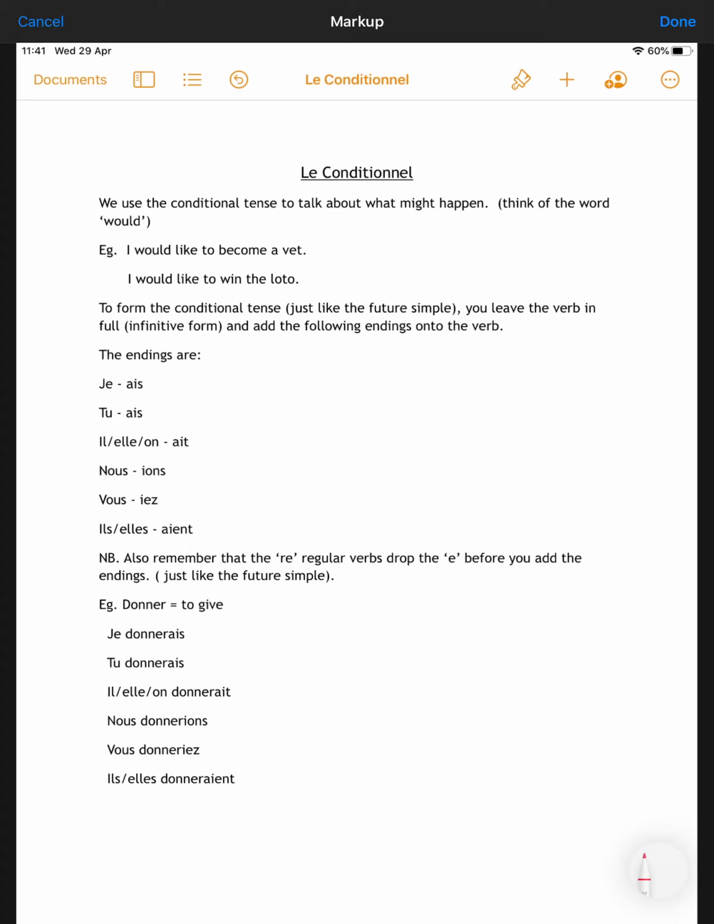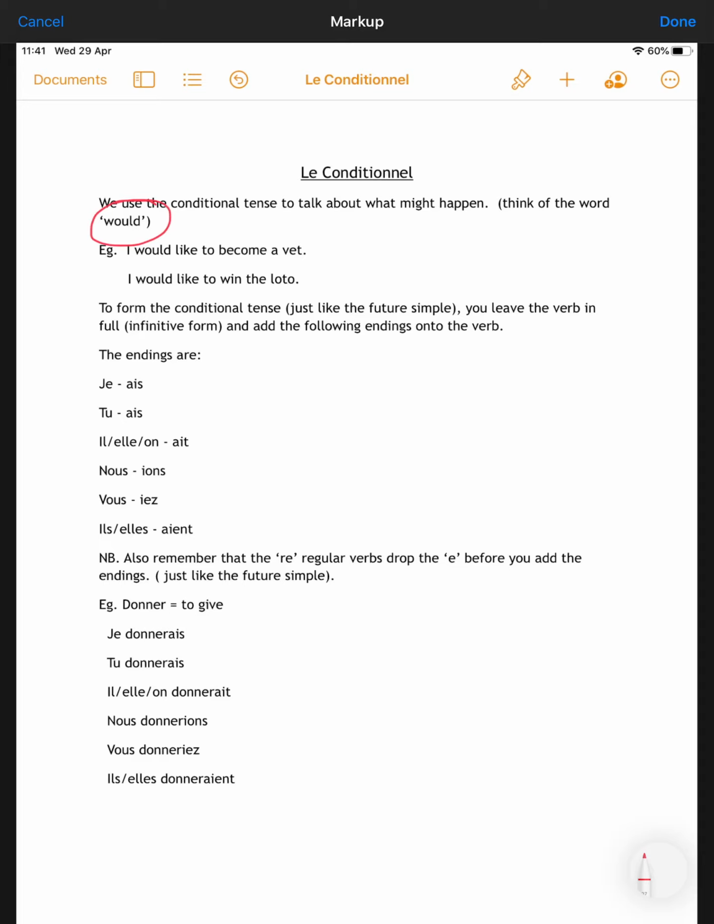So you use the conditional tense to talk about what might happen. If you think of the word "would", that means your verb is going into conditional. So "I would like to become a vet" is a conditional. "I would like to win the lotto." "I would like to go out." "She would like to go abroad." They're all conditional tenses.